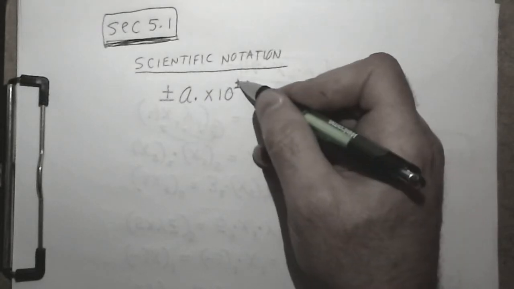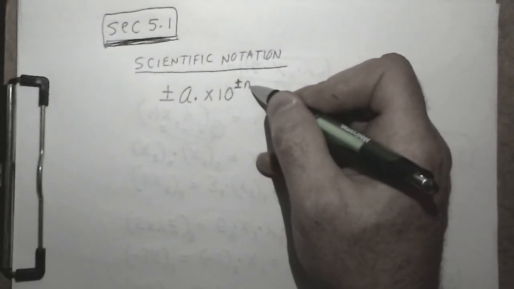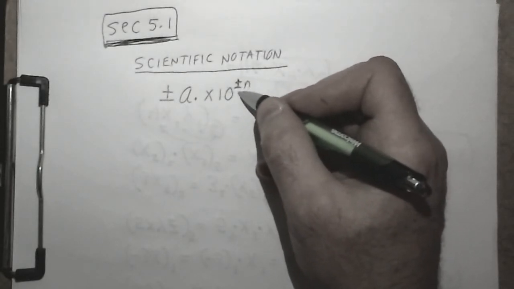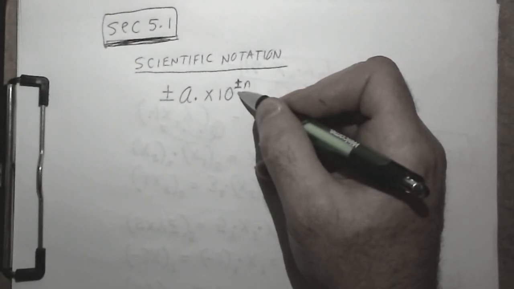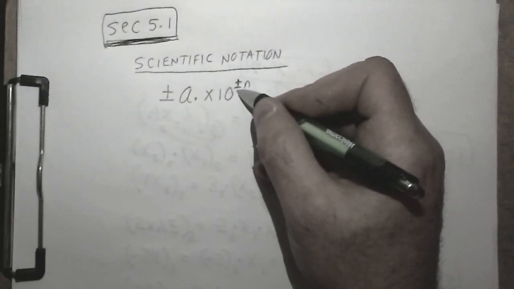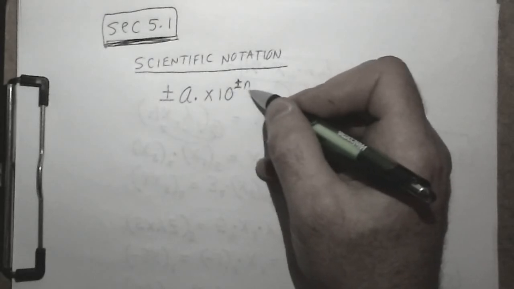So, like I mentioned earlier, astronomical distances would be represented by using a positive exponent on base 10, whereas very small numbers, such as the coronavirus, which is going around, is so small you cannot see it with the naked eye. You have to use an electron microscope to see it. At any rate, its size would be represented by using a negative exponent on base 10 here.